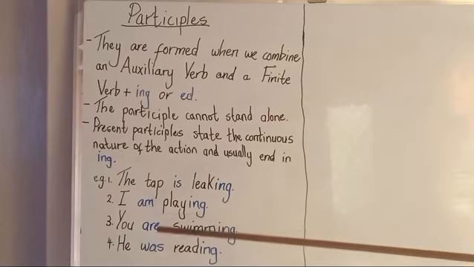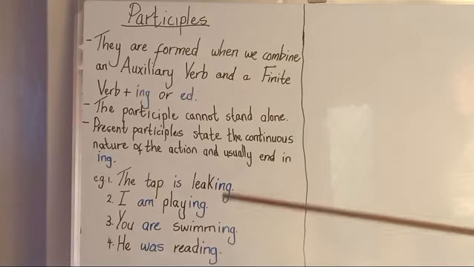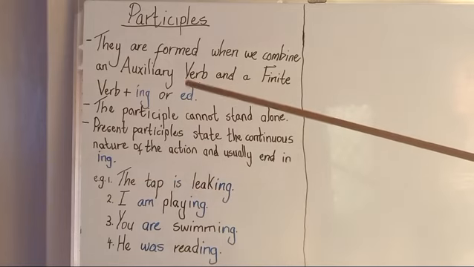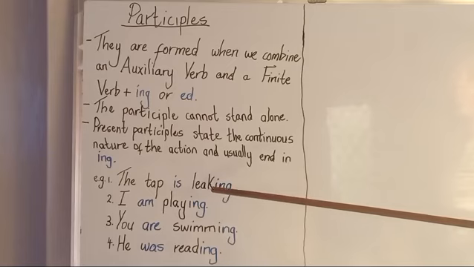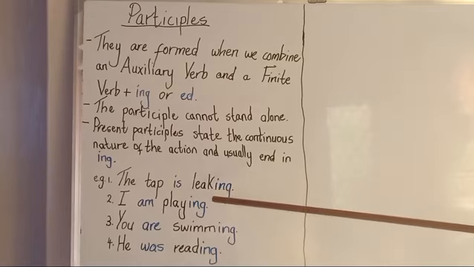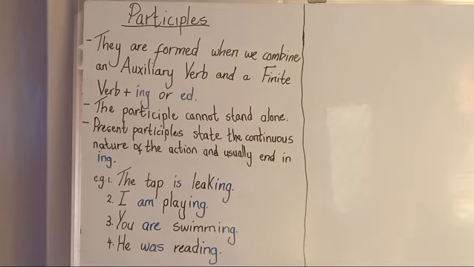So here's an example. The tap is leaking. Is is our auxiliary verb. And then our finite verb, which is leak, has ing, which is leaking, which is telling us that it is continuous. It is happening continuously.